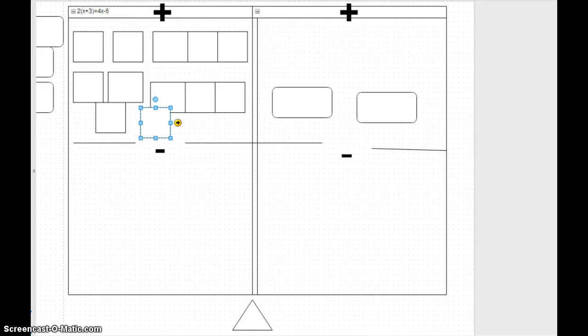Hold on. Okay, so you can see I have the 2x and then I have 12 on this side. So you can see that x will equal 6.